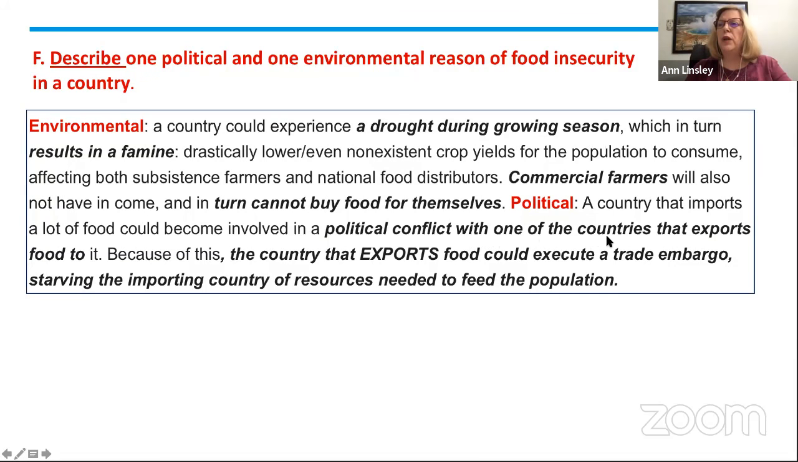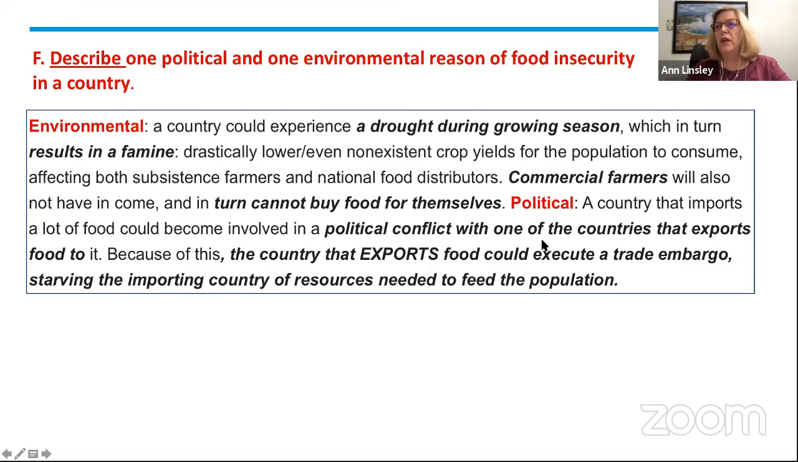Political conflict with one country that exports food to it, because the country that exports food could execute a trade embargo, starving the importing country of resources needed to feed the population. So this question is a describe. So you do not have to necessarily use an example, and this student did not. Now, if it said explain, I would definitely put in here an example of where something like this has happened.